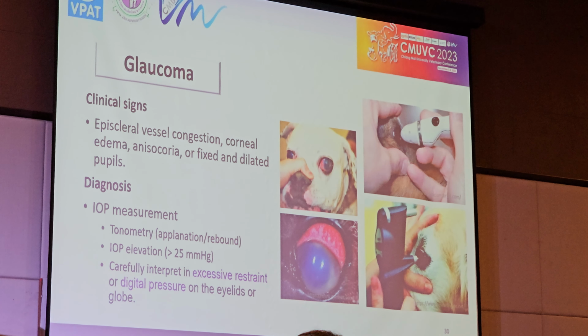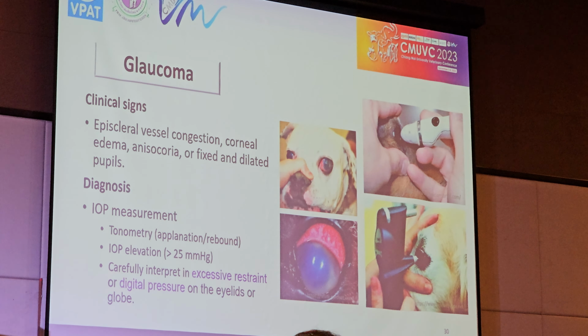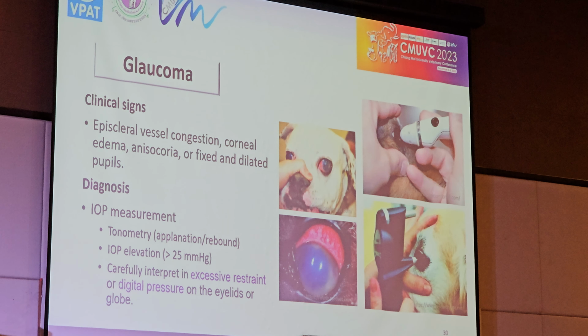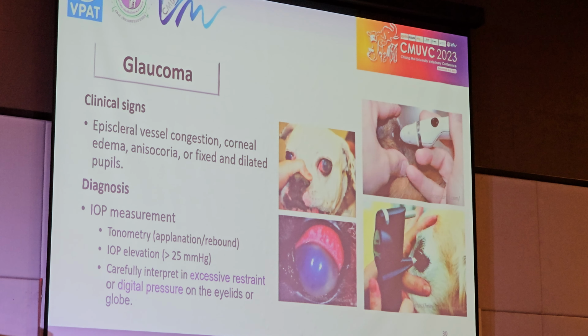Note that you should carefully interpret the intraocular pressure value with excessive restraint or digital pressure on the eyelid or the jugular vein, which can cause abnormally high intraocular pressure values.